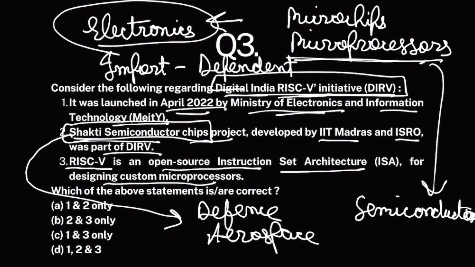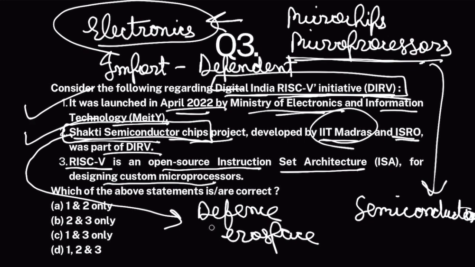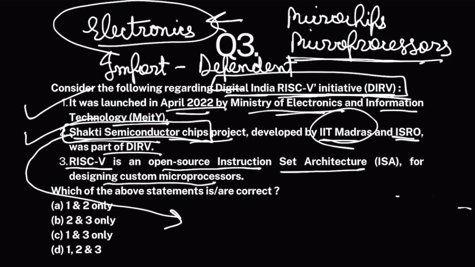Now, these Shakti semiconductor chips were designed by IIT Madras and ISRO, okay, as part of the DIR-V initiative. So the second statement is correct, the first statement is correct, okay. Now, why is it called DIR-V? What does R stand for over here?